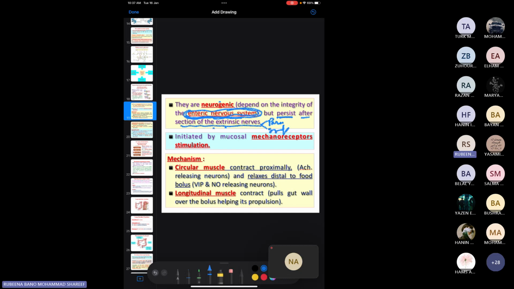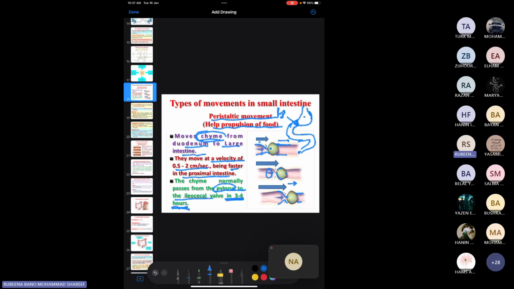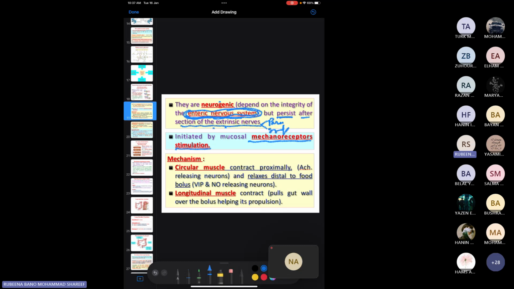And it is stimulated by mucosal mechanoreceptors. Obviously, in this picture, when this chyme enters here, it will stretch the wall. This stretching is the stimulus for the activation of this enteric nervous system, which are mechanoreceptors. As I said, the muscle layer has circular muscle and longitudinal muscle.